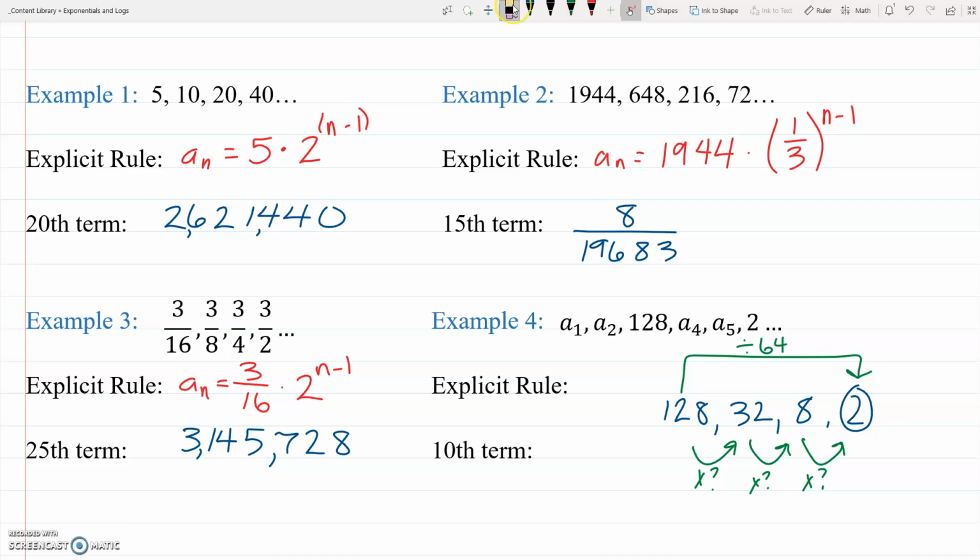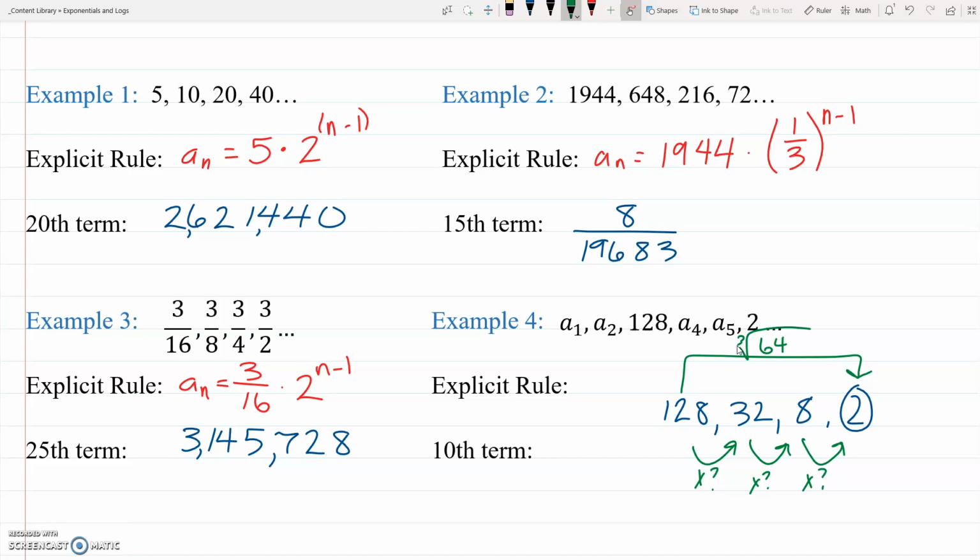Okay, so what that means is I could do the cube root of 64 because there were 3 multiplications. If I did the cube root of 64, that would tell me 2. That means it's changing by 2 each time. Okay, if there were 4 jumps, I would do the 4th root of whatever number that is.